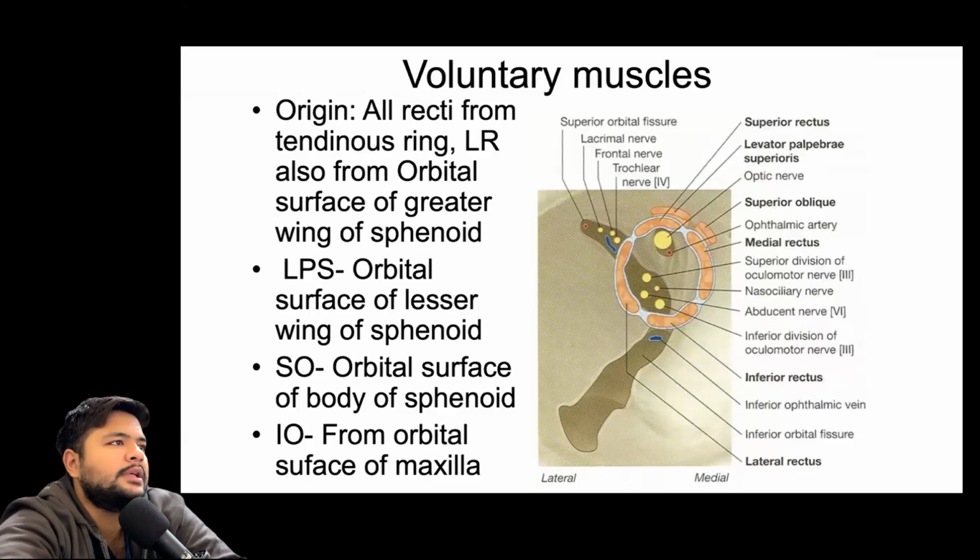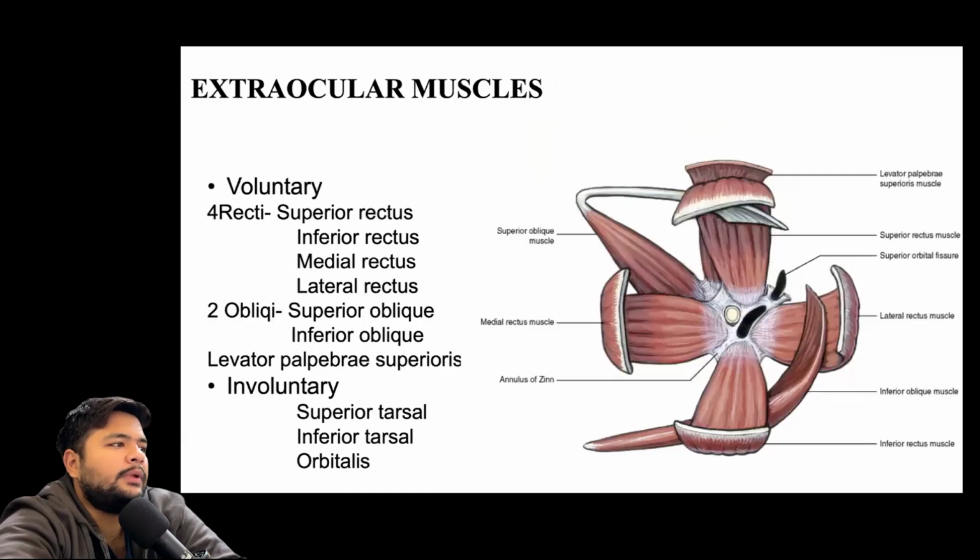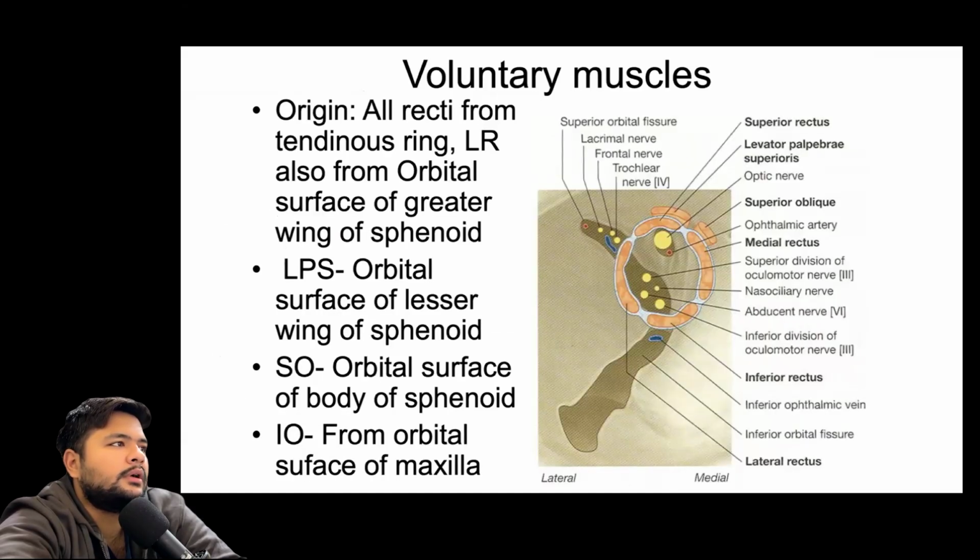Coming to the voluntary muscles, we have the recti, the oblique muscles, and the levator palpebrae superioris muscle. The origin: all recti arise from the tendinous ring, the lateral rectus also from the orbital surface of the greater wing of sphenoid, and the levator palpebrae superioris from the orbital surface of the lesser wing of sphenoid. The superior oblique muscle originates from the orbital surface of the body of sphenoid, and the inferior oblique from the orbital surface of the maxilla.